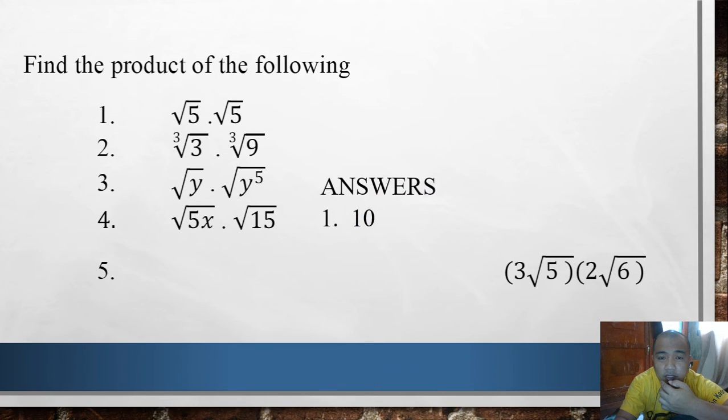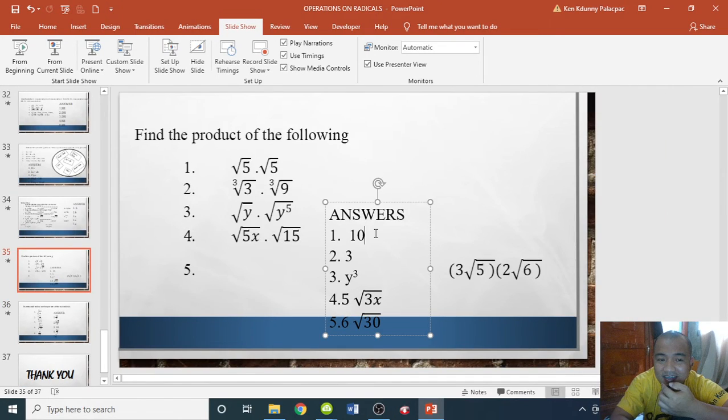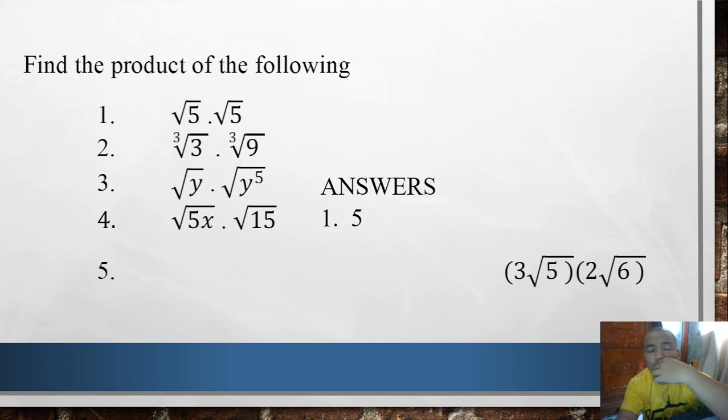Number 1, very easy. The answer is 10. What 10? 5 square root of 5. 5, ah. Okay, number 1 should be 5. It seems some of the answers here are wrong. So number 1, 5. 5 times 5 is 25. The square root of 25 is 5.